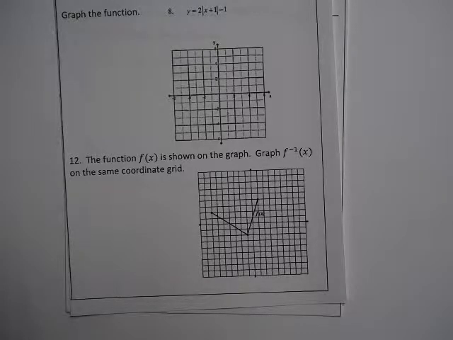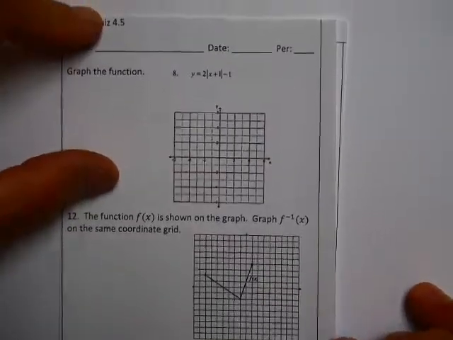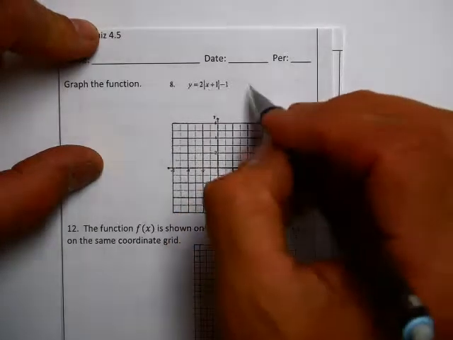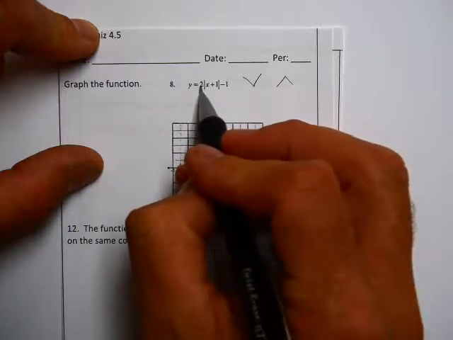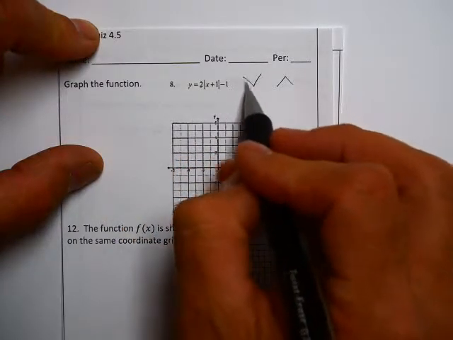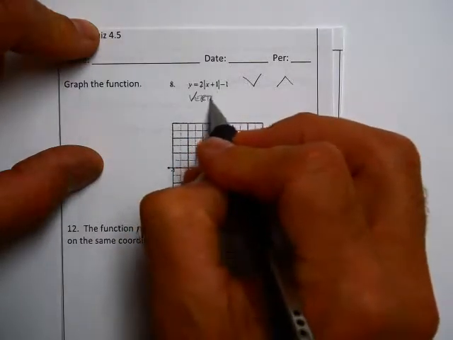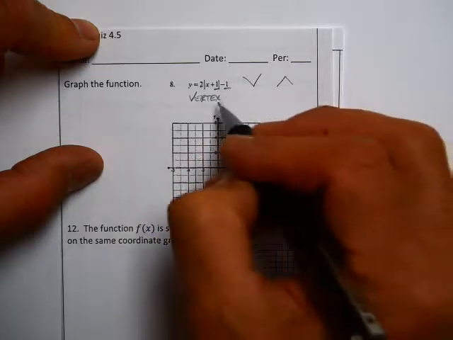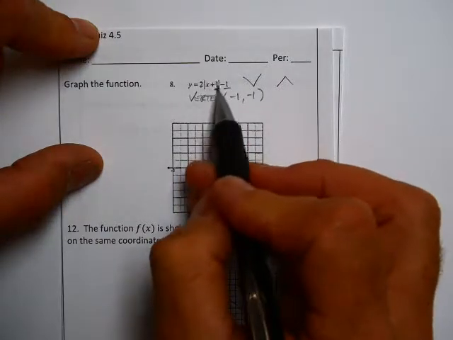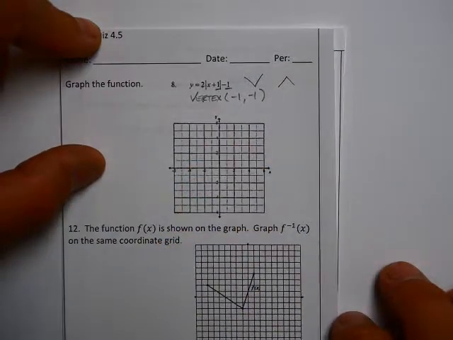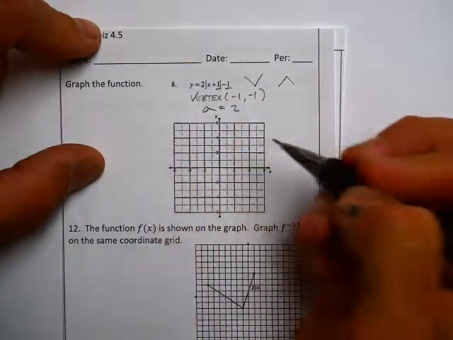All right, we skipped 4.4. We're going on to 4.5. So we're graphing this function here. It's another absolute value, so again that's going to look like a v or an upside down v. Since this a, this 2, is positive, it's going to be the catching-the-water v. My vertex comes from these values here, and that's going to be -1, -1. Why negative? Remember, this changes sign when you put that value in. And my slope, or my a, is going to be 2.